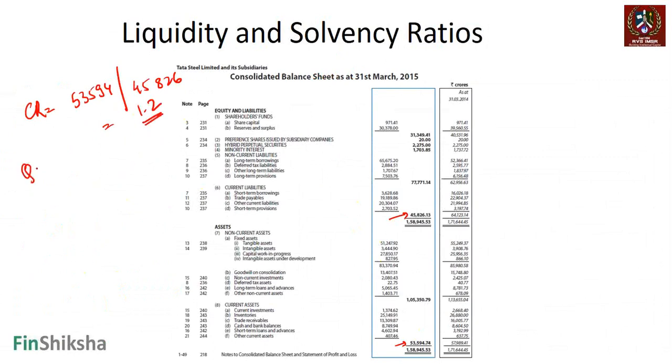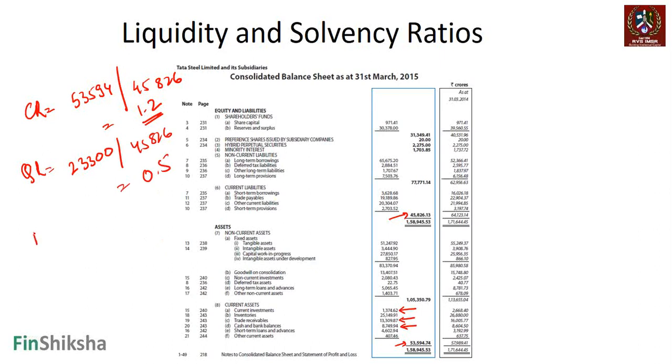If I was to calculate the quick ratio, that's going to be only the current investments, receivables, and cash. So that's about 8,700 plus 1,300, that's 10,000, and 23,300 odd approximately, right? Only these three divided by 45,826, and this number is going to be about 0.5 approximately, correct?